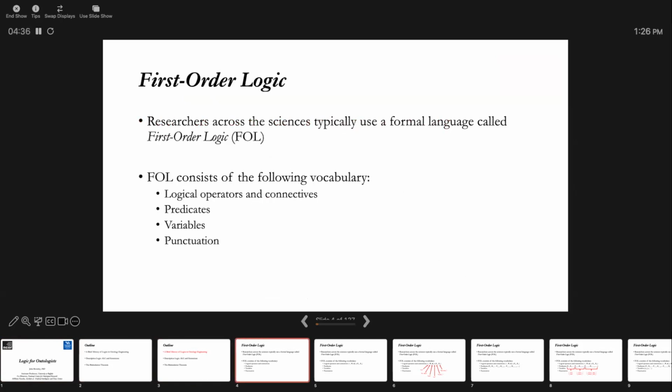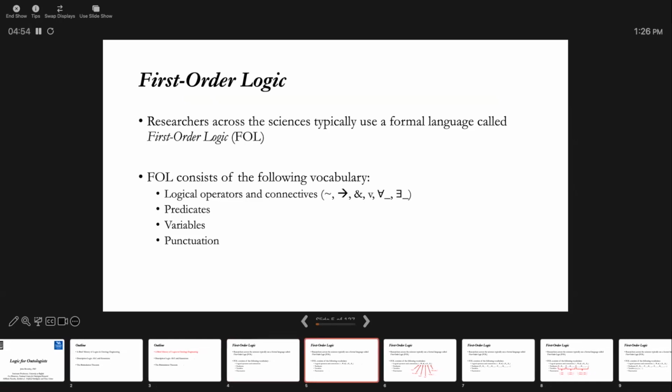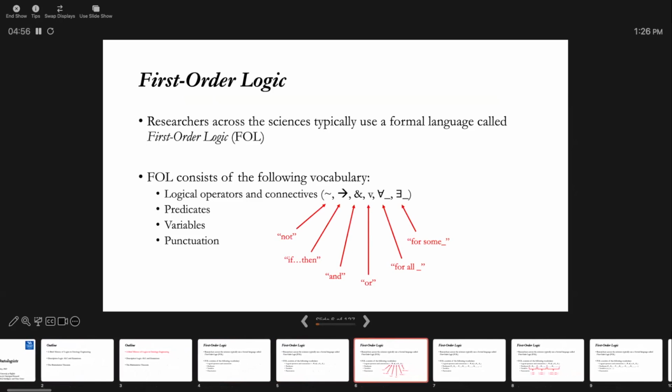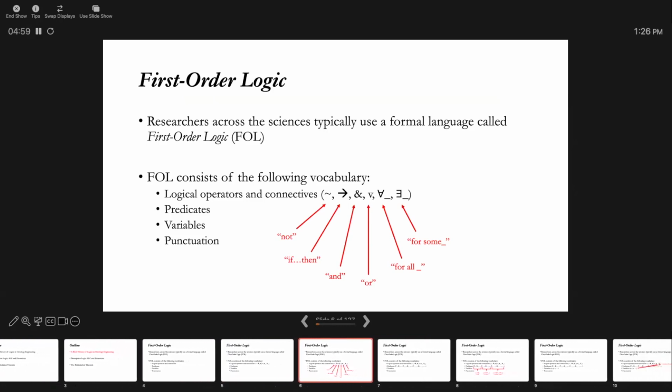Let's start here. Researchers across the sciences typically use a formal language when they're being really careful, called first order logic. And it has the following vocabulary. Vocabulary just means, how do you construct sentences in the language? Well, you use this stuff. You use logical operators, like the tilde for not, an arrow for if then, like if this then that, an ampersand for and, this and that, and lowercase v for or, this or that, etc. And then these last two, for all and for some, are quantifiers.